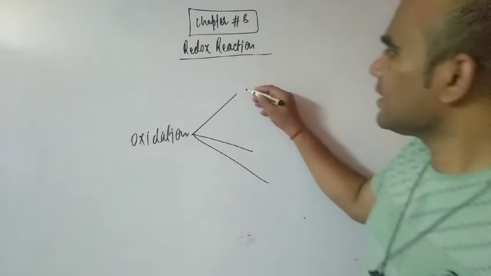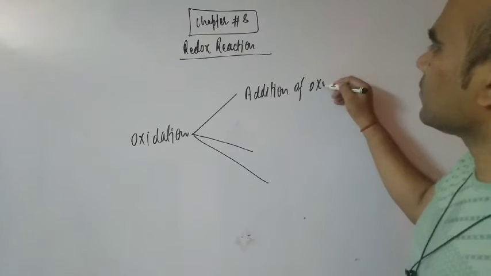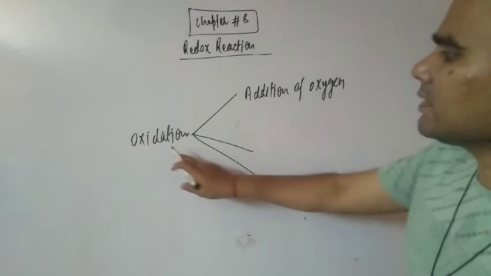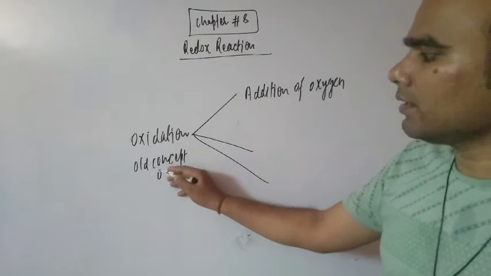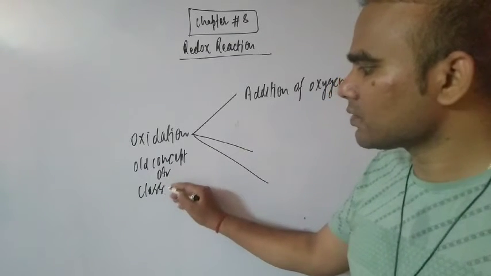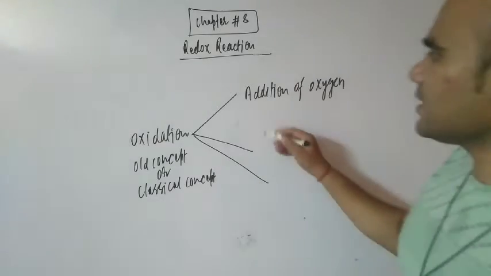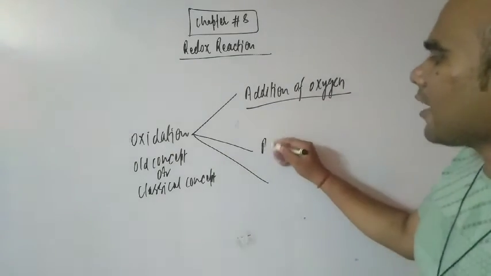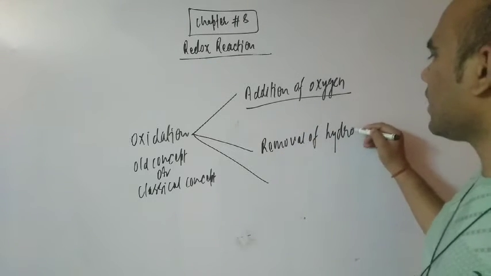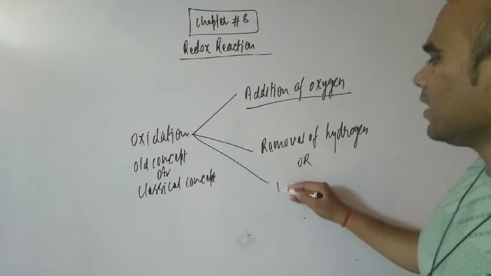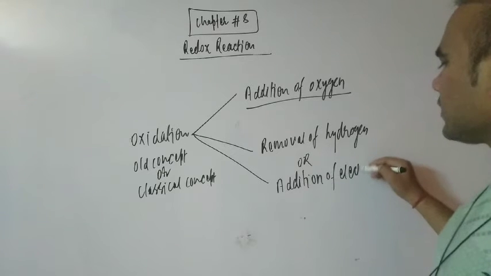Addition of oxygen is oxidation. We are talking about the old concept, also known as the classical concept. Oxidation is either addition of oxygen, or removal of hydrogen, or addition of an electronegative atom.